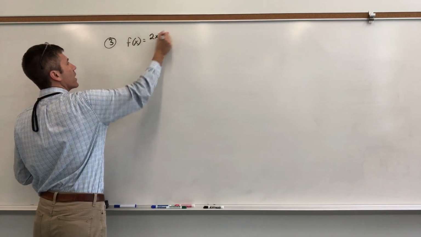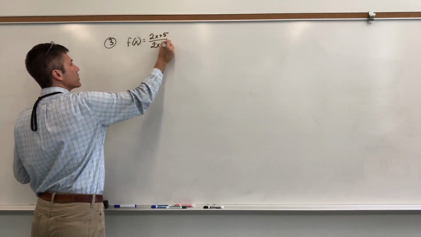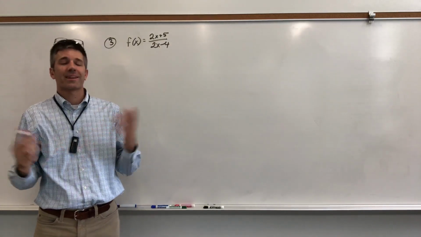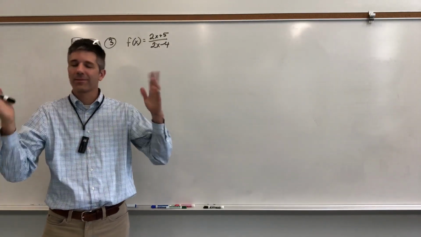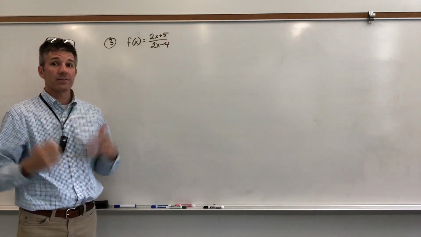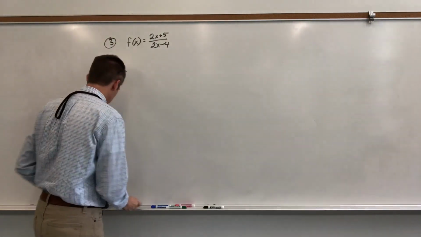2x plus 5, 2x minus 4. There we go. Okay, let's find, I almost said a common denominator. I don't need to do that. I was back in the mode of what I did in the last problem. What I am going to do, however, is the quotient rule. So let's write some stuff down.